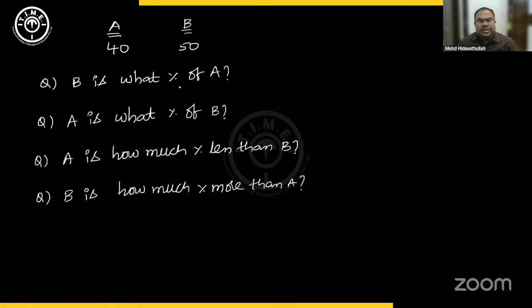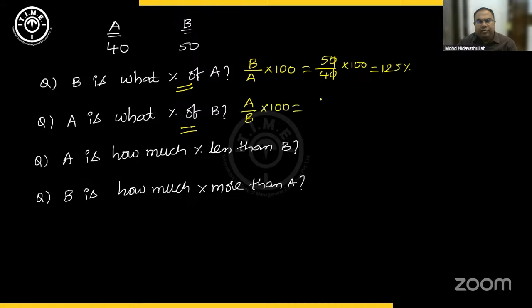We already discussed this. B is what percentage of A? We are comparing with A, so A in the denominator, B in the numerator, into 100. So B 50 by A 40 into 100. 5 upon 4, it has to be 125%. Correct. A is what percentage of B? So A by B into 100. A 40, B 50, into 100. 4 upon 5, it has to be 80%.